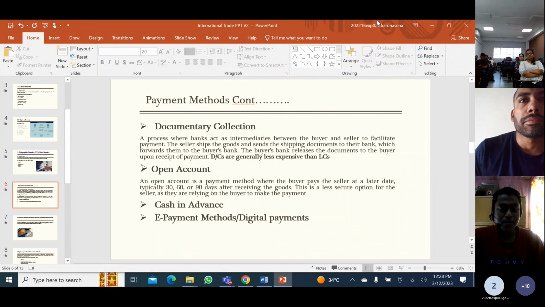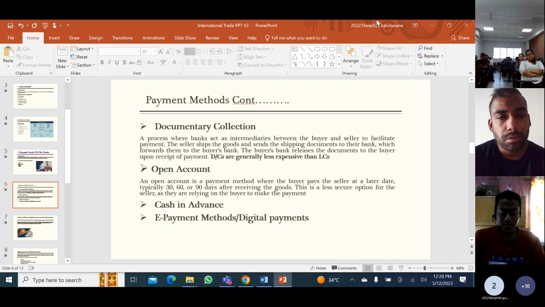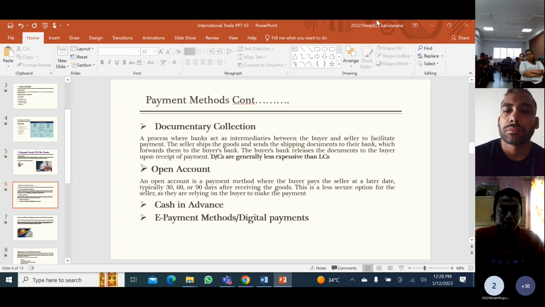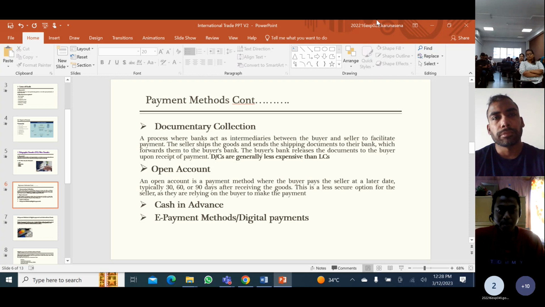Then I am going to move to the third one, that is documentary collection. In this method, the bank acts as an intermediary between buyer and seller to facilitate the payment. This is similar to LC, but it is not as time consuming and not as expensive as LC. The other method is open account. In the open account method, a buyer has a certain time period, typically 30 days, 60 days, 90 days, to pay after receiving the goods.